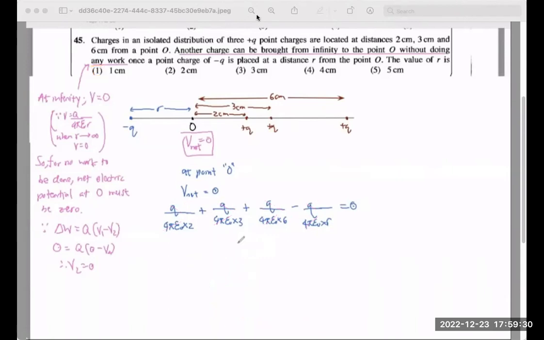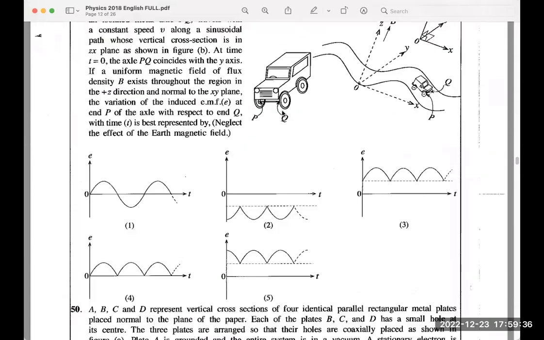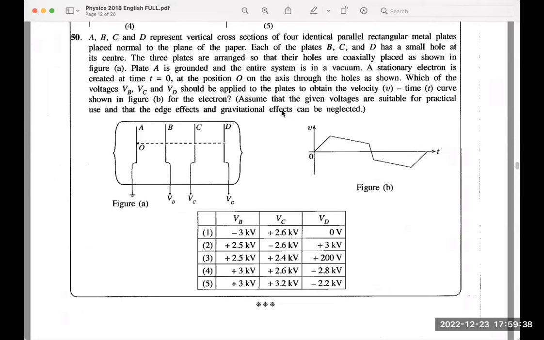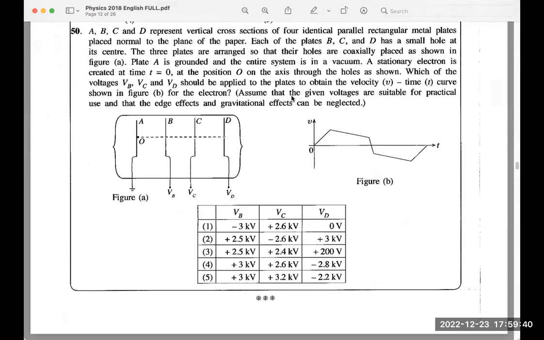Let's move on to the next part. So we are done with 45. I think we have to move on to 50th MCQ. Now, people, 50th MCQ is about electric field, obviously, because I can see plates and charges and all.